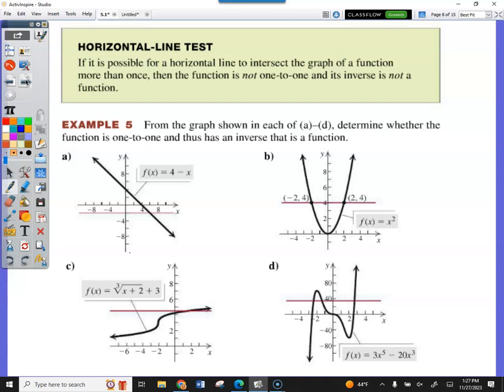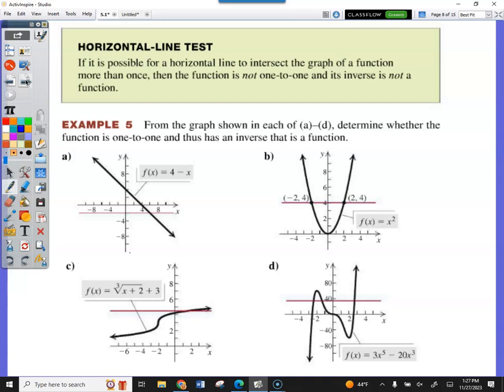I'm teaching you what's called the horizontal line test. It's the exact same concept as the vertical line test. Wait for it. But vertical, it runs horizontal. Now it does test for something different. The vertical line tests if a graph is a function.